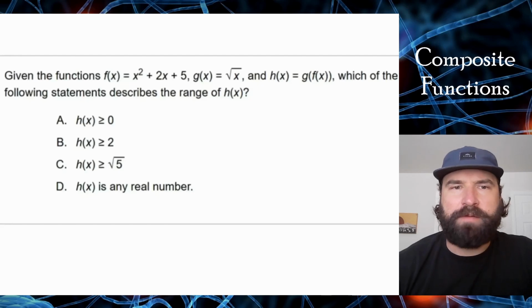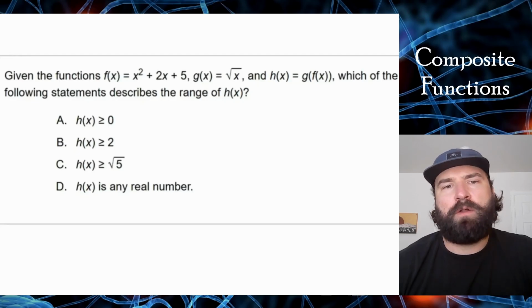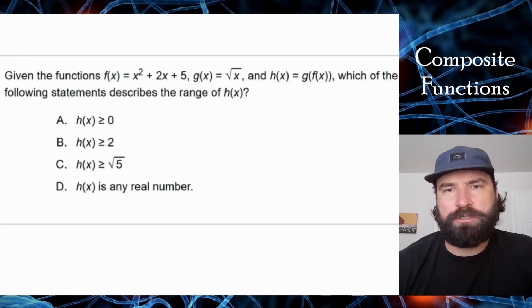All right, let's tackle another MTEL question. This one says, given the functions f of x equals x squared plus 2x plus 5, and g of x equals the square root of x, and h of x equals g of f of x, which of the following statements describes the range of h of x?